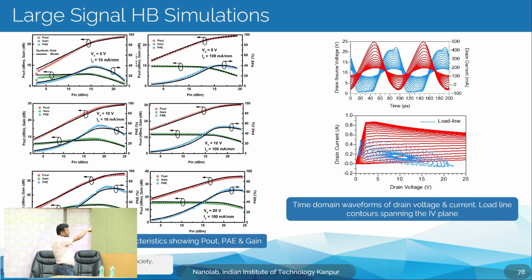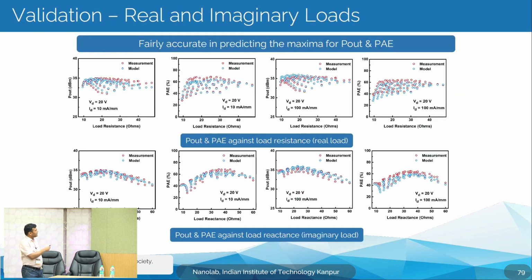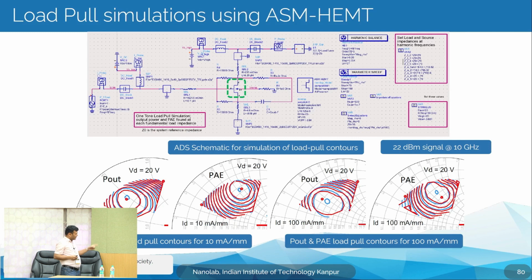And this is the large signal fitting. So, you can see the Pout versus Pin for different biases. So, VD 5 volt, 10 volt and 20 volt, and the current is 10 milliampere per mm and 100 milliampere per mm, both two cases, right. Including the time domain information, you can actually get from these load lines. And this is how the real and imaginary loads measured versus the model. And then the load pull simulation, you can see again the validation of Pout and PAE for VD 20 volt and two different drain current values.